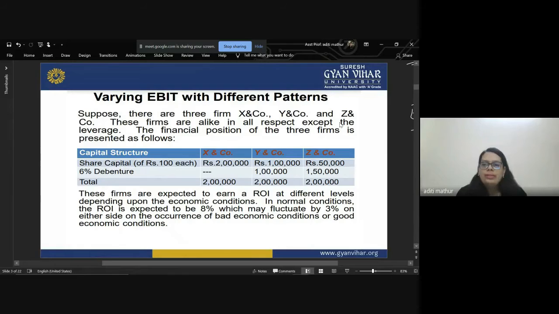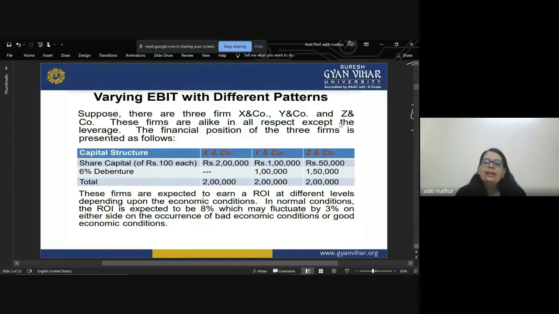Suppose there are three firms, X, Y, and Z. These firms are alike in all respects except the leverages. That means the leverage proportion is varying. Rest all the things, all the working, all the planning is the same. The financial position of the three firms is presented as follows. That means they have given you the financial position of X, Y, and Z. So the equity share capital for X is 2 lakhs, for Y is 1 lakh, and for Z is 50,000. The shares are issued at the price of 100 each. So from here we can calculate the number of equity shares, right?